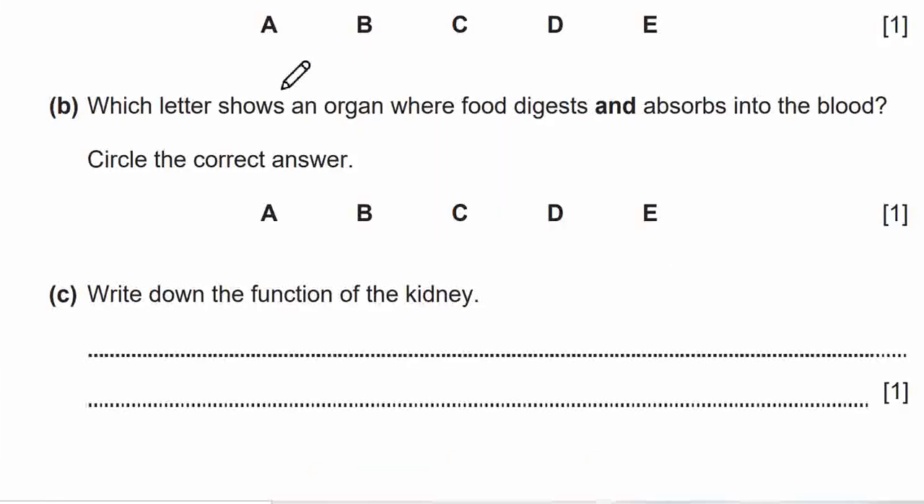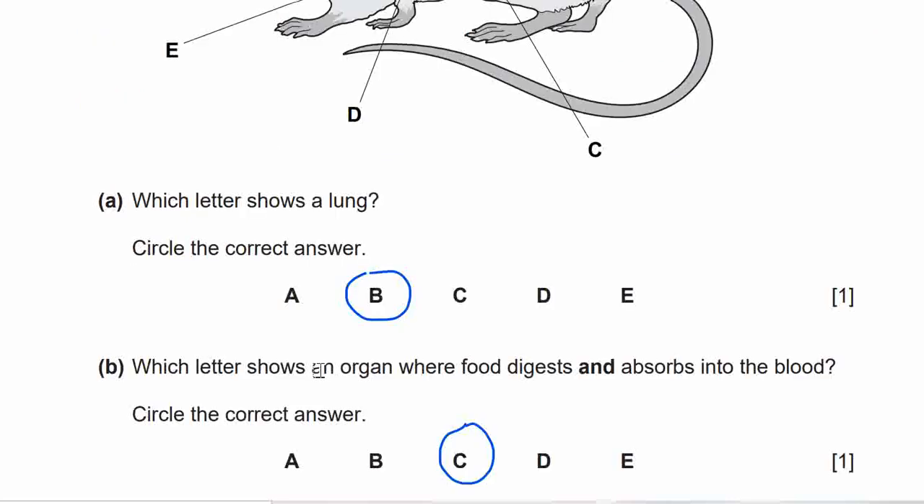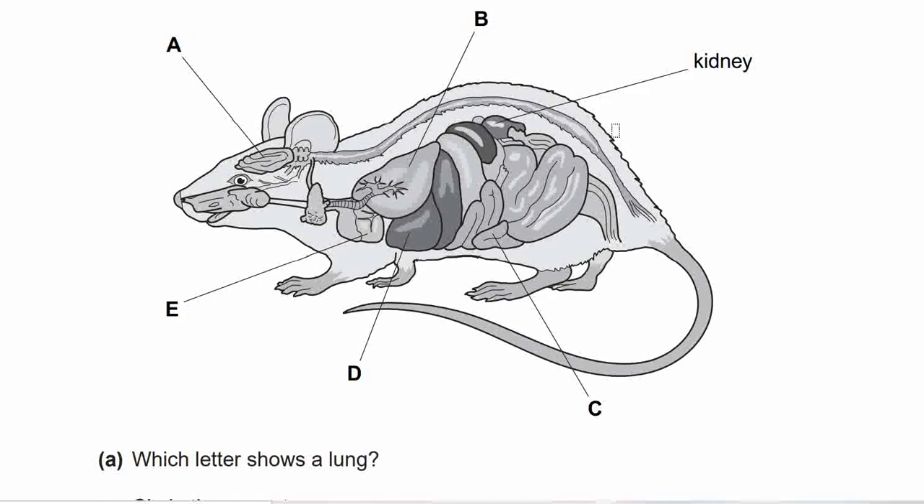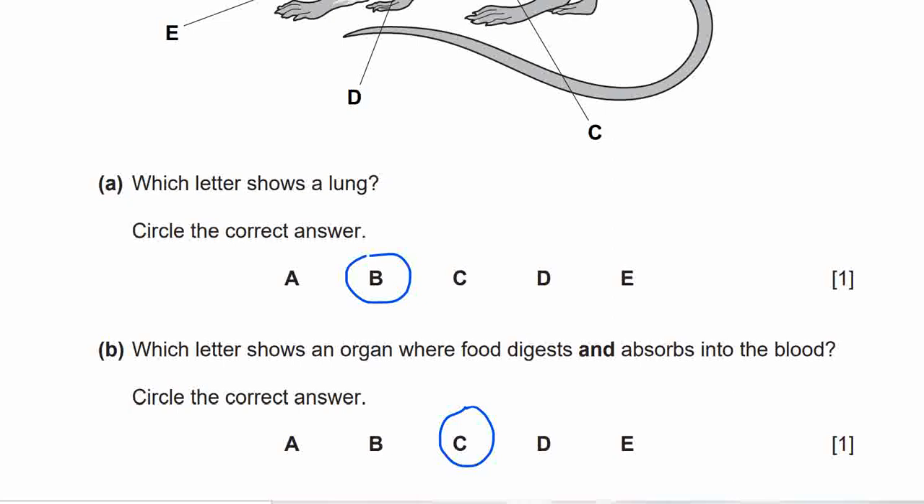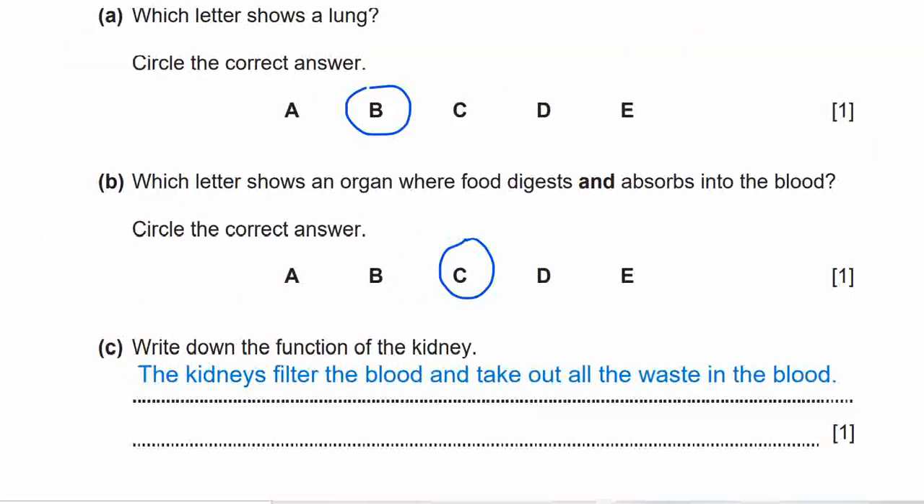Next, which letter shows an organ where food digests and absorbs into the blood? Circle the correct answer. Well, the answer for this will be C. In C, you can see that this looks like an intestine. So our answer will be C for this one. Now, question C, write down the function of the kidney. Well, the function of the kidney is to filter the blood and take out all the waste in the blood.